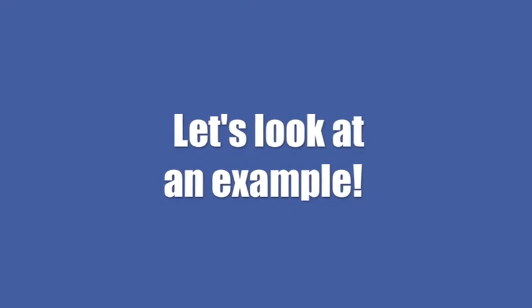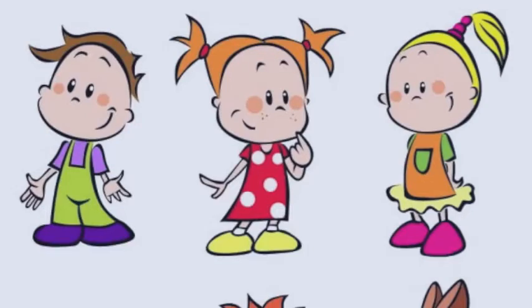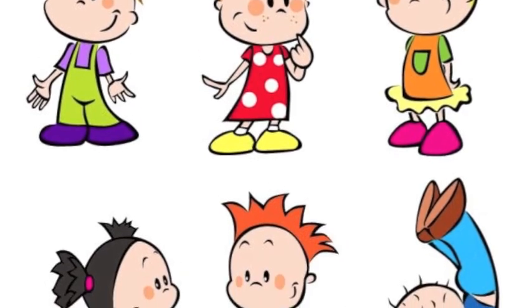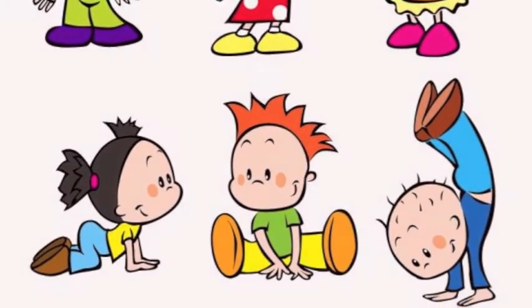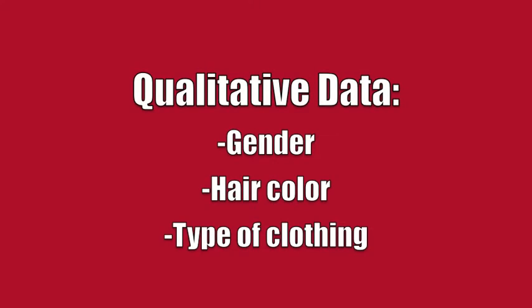Let's try an example. Let's take this class of students. If we want to discuss qualitative data, we can talk about things like the student's gender, hair color, or type of clothing, because these things can easily be put into categories and are descriptions that are observed.